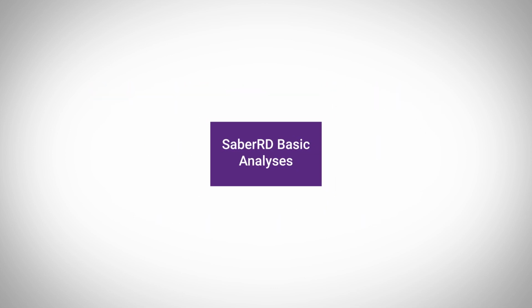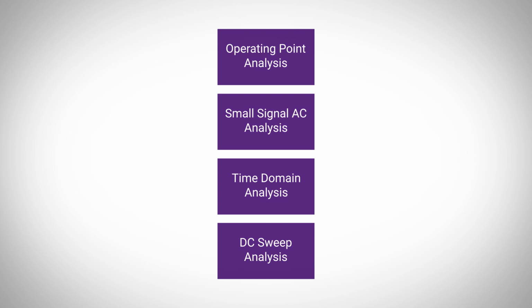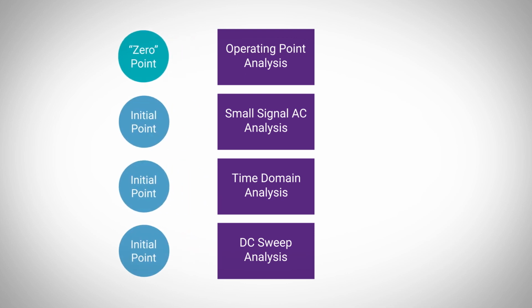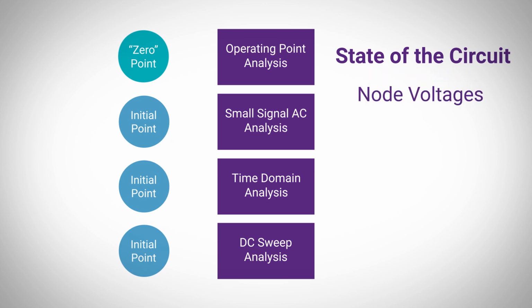We start by looking at the four basic simulations in SaberRD. All of these simulations must start with an initial point. An initial point is a file that specifies the state of the circuit to be simulated. It contains a matrix of values for the node voltages, currents, and other system variables.